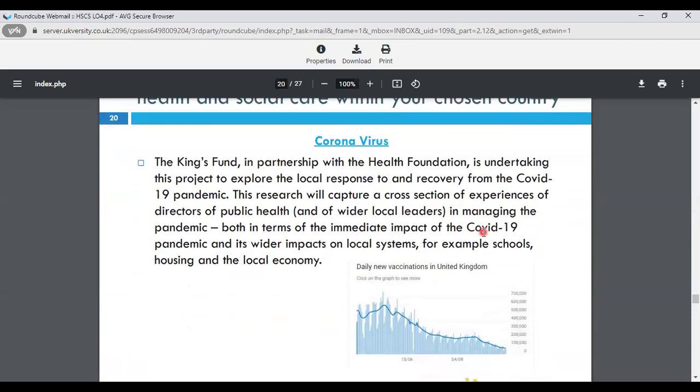And then coronavirus. The King's Fund, in partnership with the Health Foundation, is undertaking a project to explore the local response and recovery from the COVID-19 pandemic. This research will capture a cross-section of experiences of directors of public health and wider local leaders in managing the pandemic, both in terms of the immediate impact of COVID-19 and its wider impact on local systems. For instance, there were closures of schools, there were housing problems, and local economies went really down.